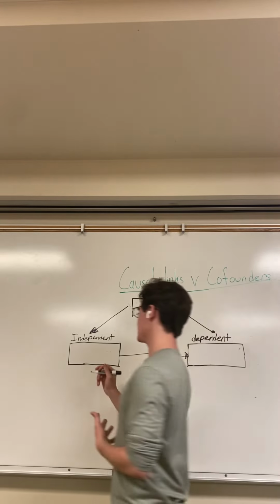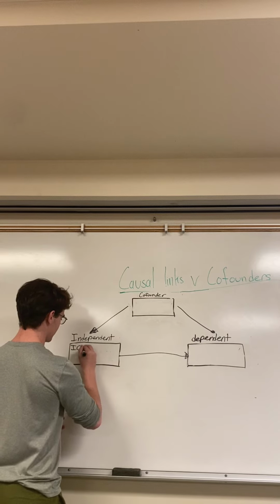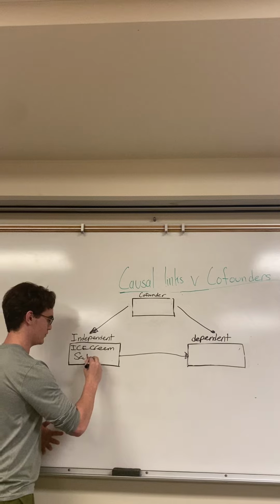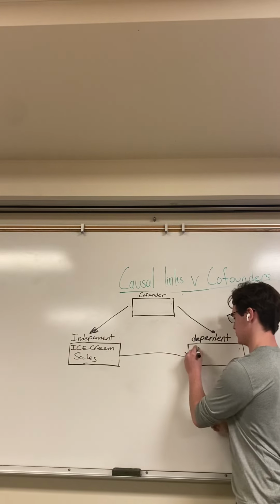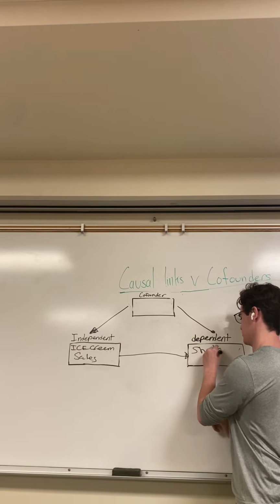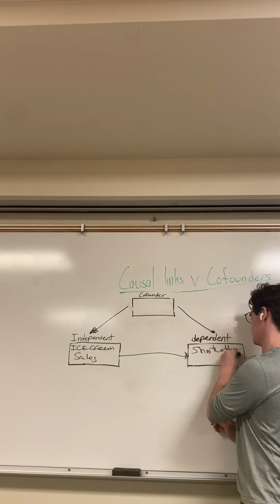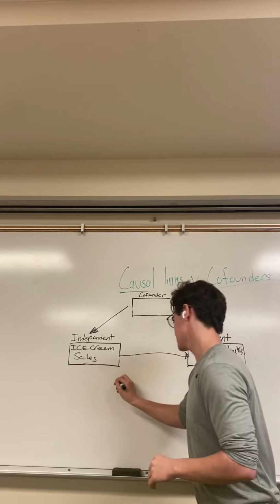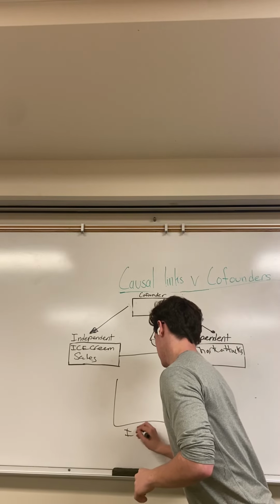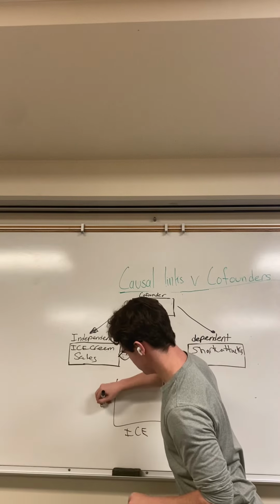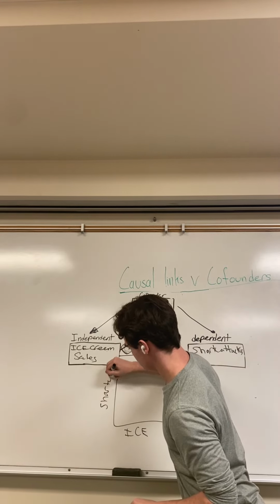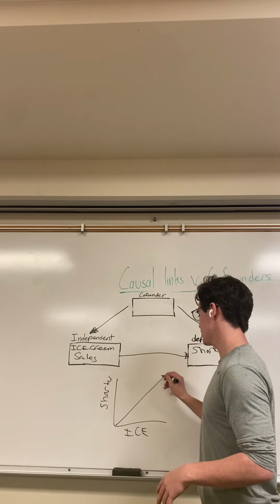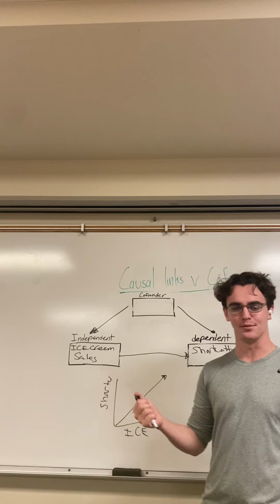So an example would be ice cream sales and shark attacks. Now, if you were to graph ice cream sales and shark attacks, you would actually see a positive association between the amount of ice cream that is sold and the amount of shark attacks that happen at a beach.